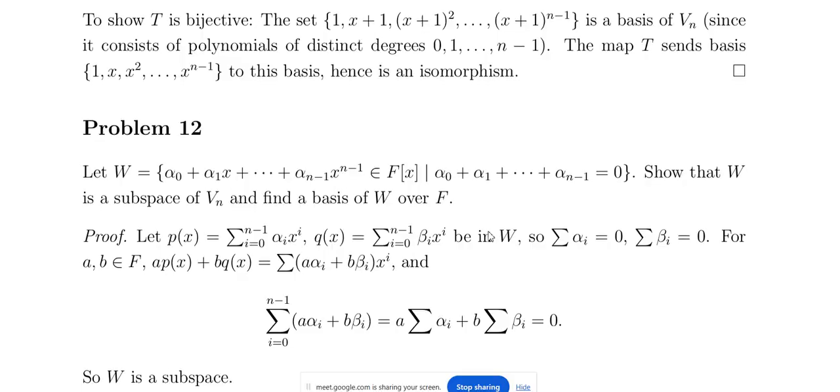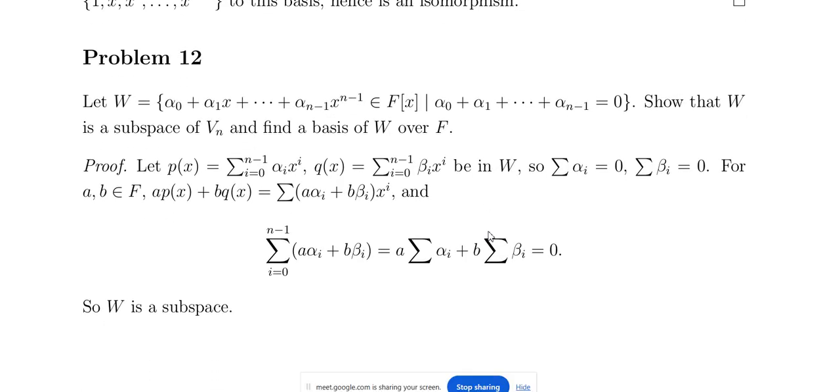And W is defined as the collection of polynomials of degree less than n such that the sum of the coefficients equals 0. Then W is a subspace of Vn. That is also very important. The collection of polynomials whose sum of coefficients equals 0 is a subspace of Vn, the collection of polynomials, and we also want a basis of W over F.